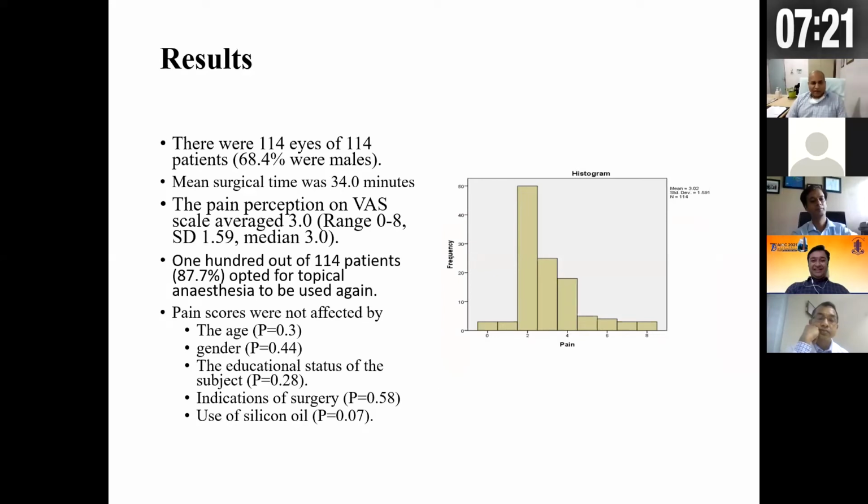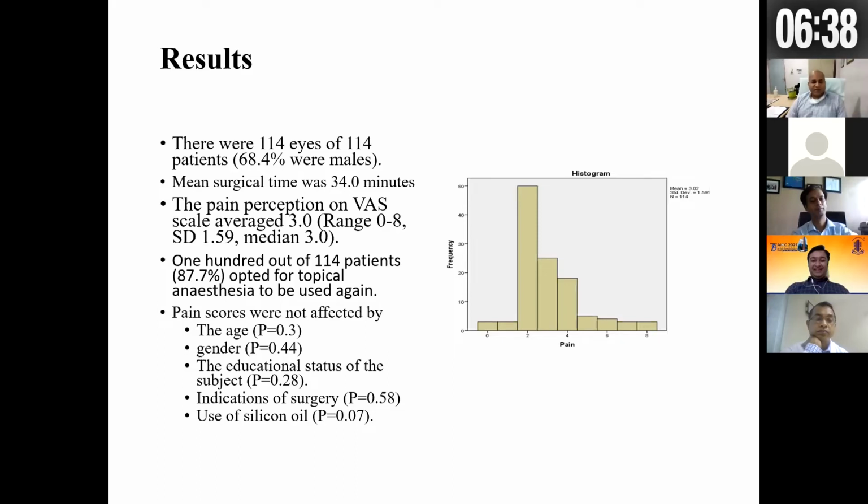There were 114 eyes and the majority of them were males. The surgical time was about half an hour. The range of the pain perceived by all the patients was 0 to 8, and the median was 3. And 100 patients, that is 87.7%, opted for the same technique and the same anesthesia again, if they were supposed to be operated again. And the pain scores were not affected by the age, gender or educational status of the subject, the indications of surgery, or the use of silicone oil in case we had to put in silicone oil for any indication.